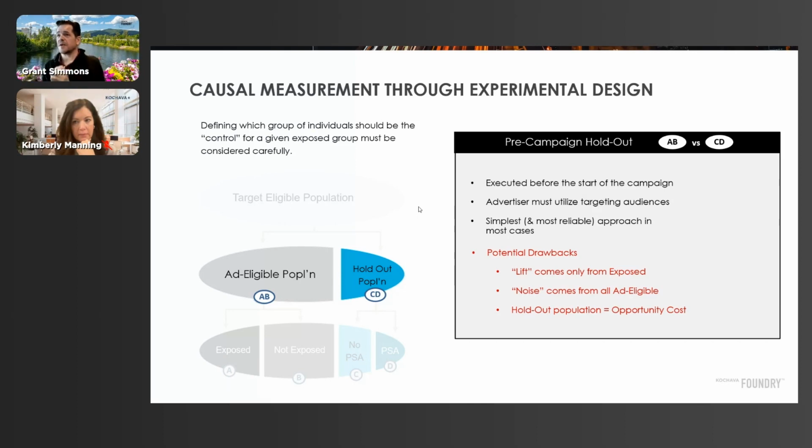This is a valid comparison because in aggregate, A plus B, the folks who you tried to reach with media and reached, and folks who you tried to reach with media and you didn't, in aggregate, that will look like your control group. However, the problem is lift is only coming from the exposed group side. So at best, you're getting a watered down result.